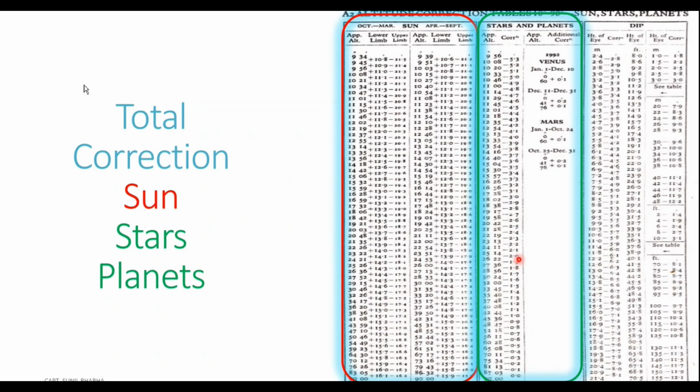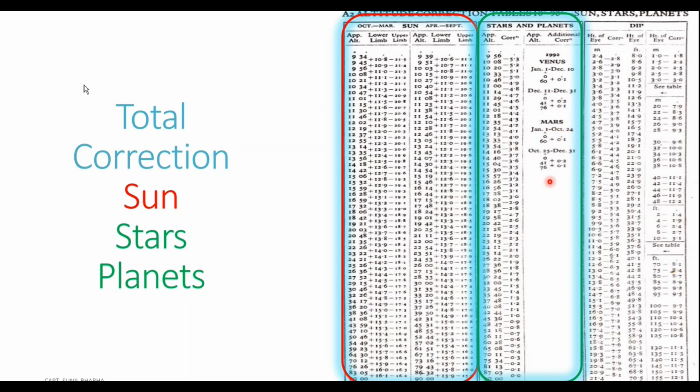Now, the important thing to understand here is that this additional correction, as is clear from the name, is additional to the normal correction. The normal correction is given on the left-hand side part of the table against a range of apparent altitudes. The additional correction is over and above the normal correction. Please don't forget to apply the normal correction. It should not happen that you apply only the additional correction and forget about the main correction. So it is applicable only in the case of Venus and Mars.